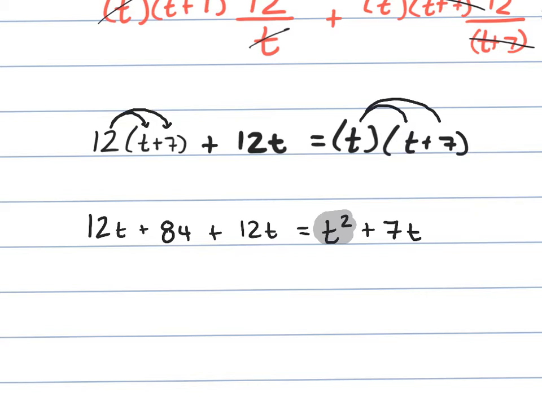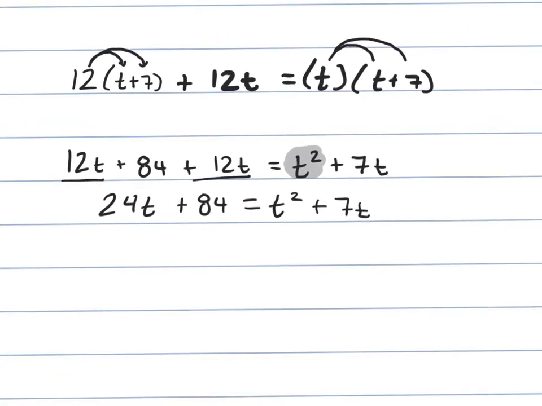Is there anything that can be combined? Yeah. Which can be combined? 12. And? Which becomes? 24. Okay, so we get 24t plus 84 is equal to t squared plus 7t. Now, just so we can keep that t squared positive, let's move everything over to the right. So what can I move? Okay, let's subtract 24t.